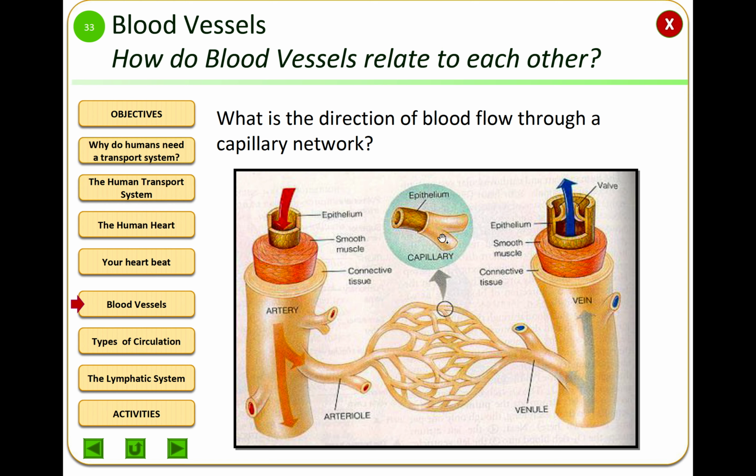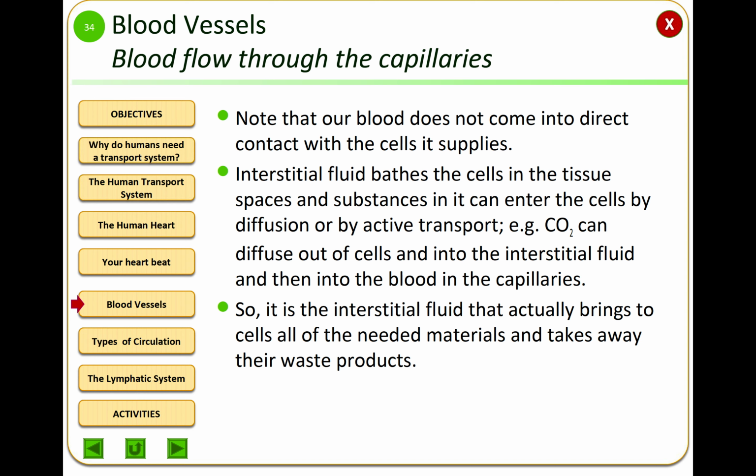The capillaries don't have smooth muscles or connective tissue to be as huge as those parts. You have to understand here that the blood doesn't come into direct contact with the cells that it supplies. Interstitial fluid that passes through the cells inside these tissues allows all the substances to get into the cells by diffusion, or by something we call active transport, and we will speak about active transport later. But let's say that active transport directly needs energy to make the transportation.